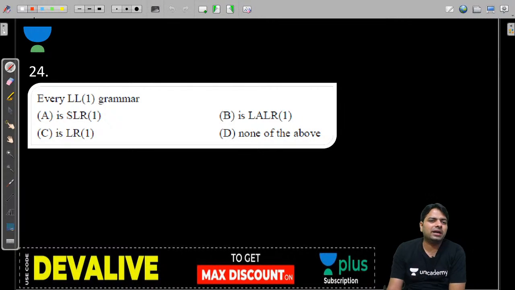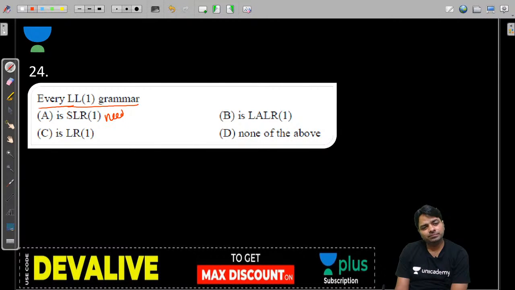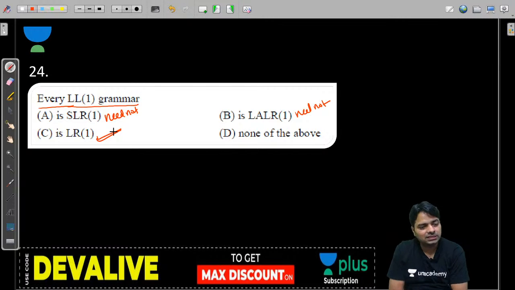Every LL1 grammar is, this is what I'm talking about. SLR1 no guarantee, LALR1 no guarantee, but CLR1, yes, C is the right answer. C is the right answer.